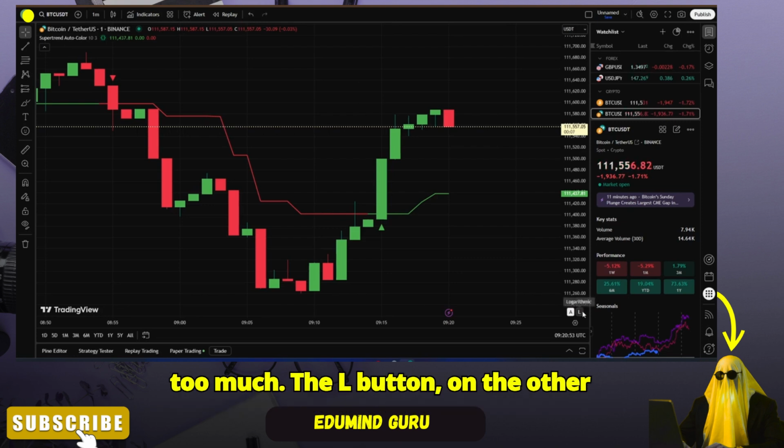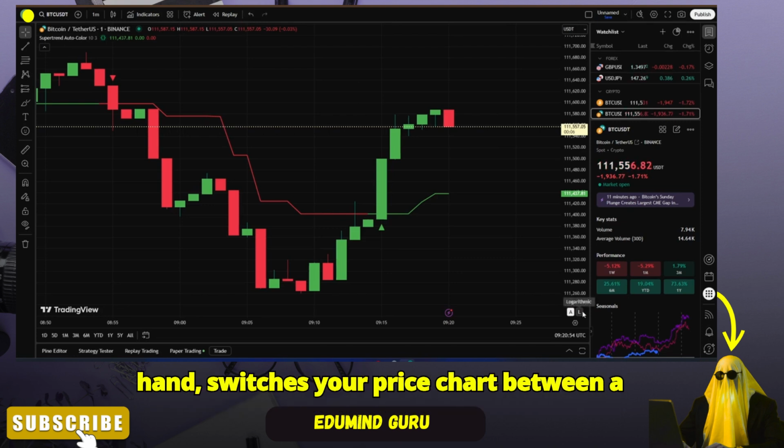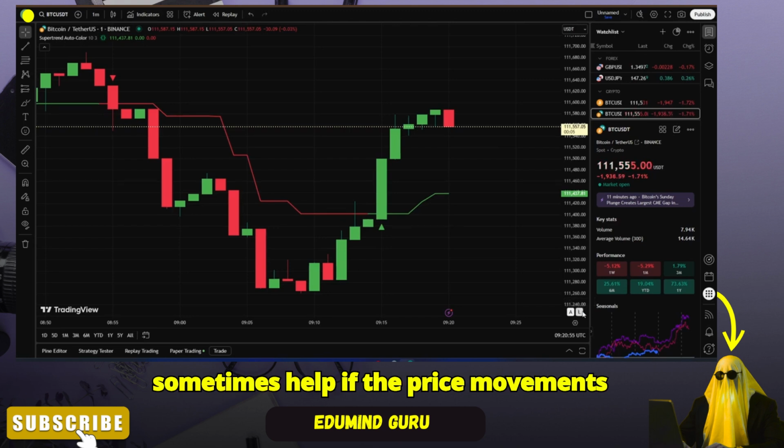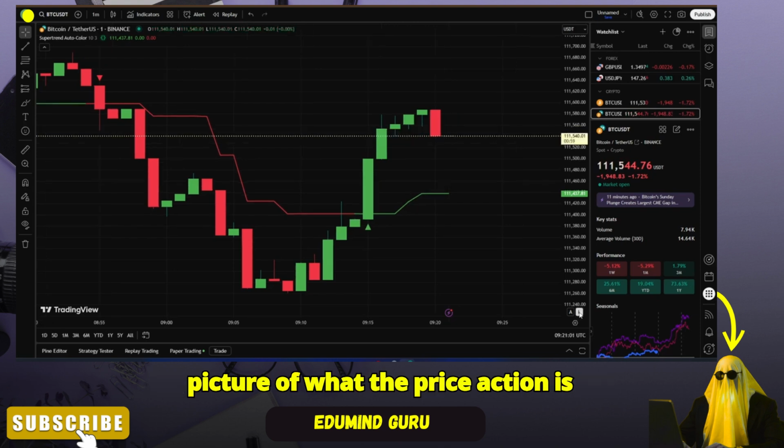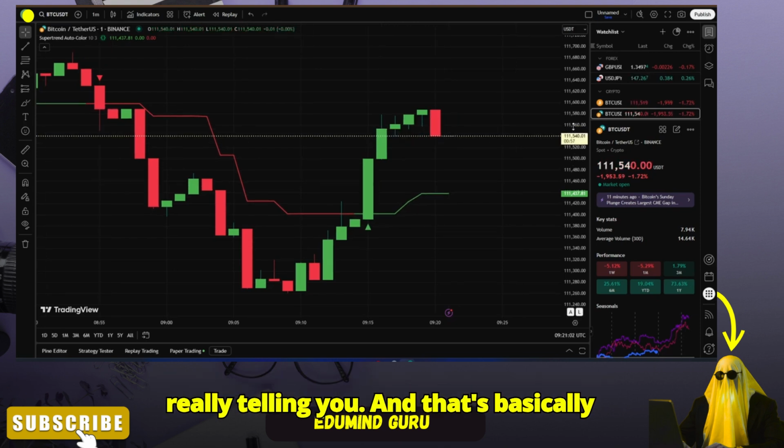The L button, on the other hand, switches your price chart between a linear and a logarithmic view. This can sometimes help if the price movements seem distorted or out of proportion. It's not strictly necessary for fixing a chart that isn't moving, but if you're doing technical analysis, sometimes changing between these views gives you a clearer picture of what the price action is really telling you.